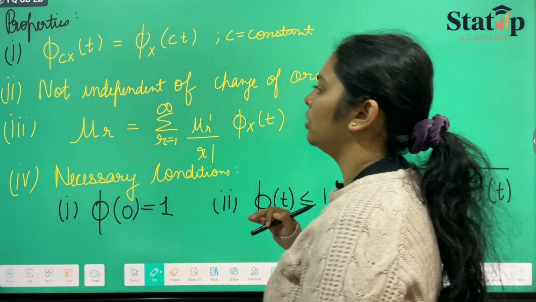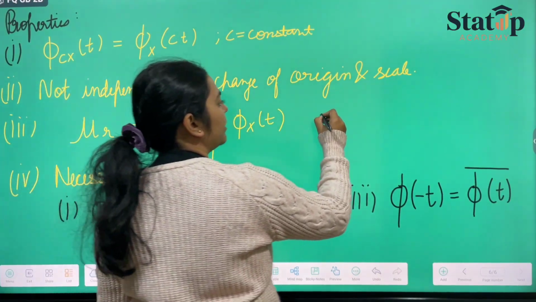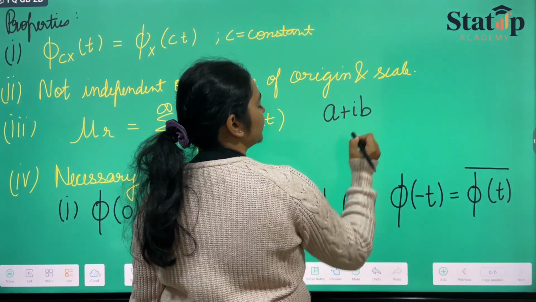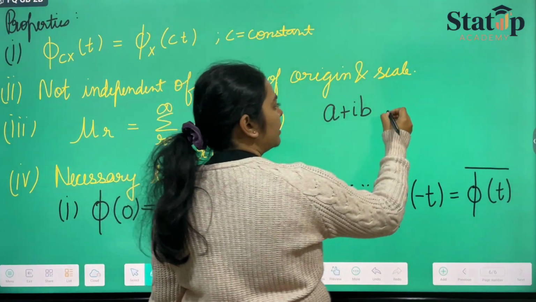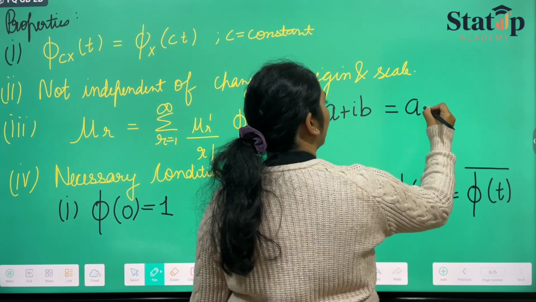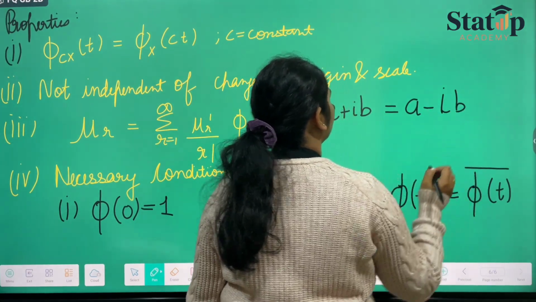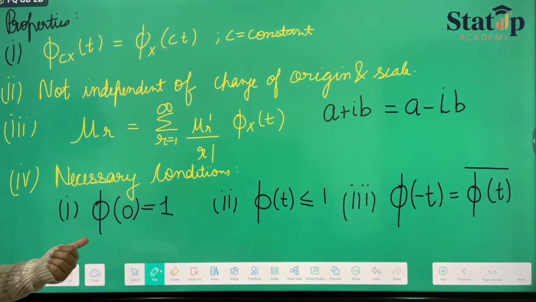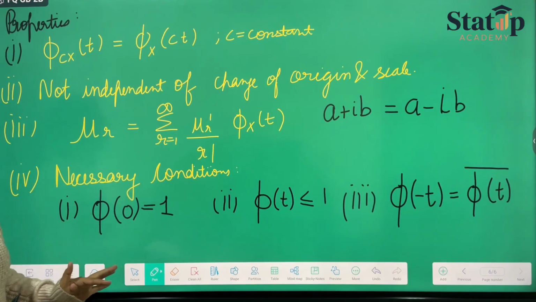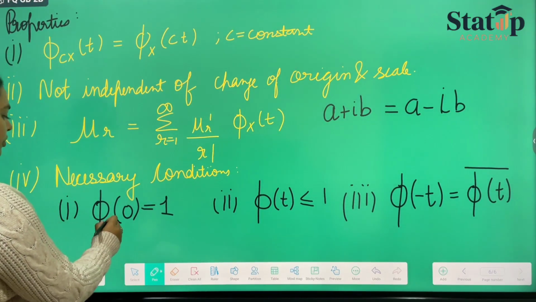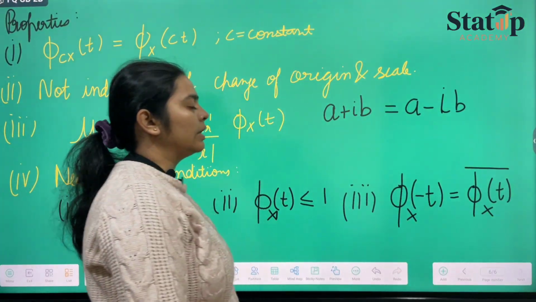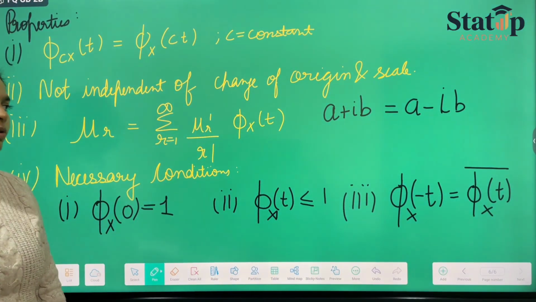Now what is the conjugate? If we have done the imaginary topic, then if an imaginary number can be represented by a plus i b, where i is the imaginary term, then the conjugate of this can be a minus i b. This is the conjugate. So this tells us that the third property is when t is taken as negative, then it should be equal to the conjugate of the characteristic function. We are talking about the variable x here. So these are some of the properties that will be required to solve your questions.